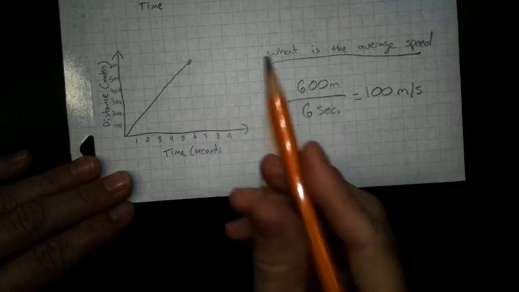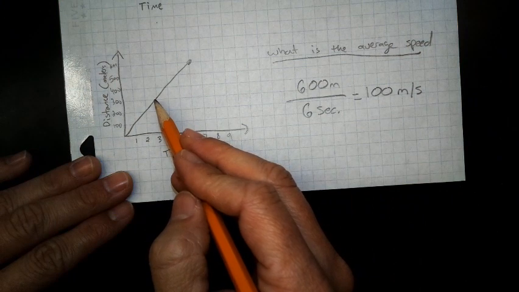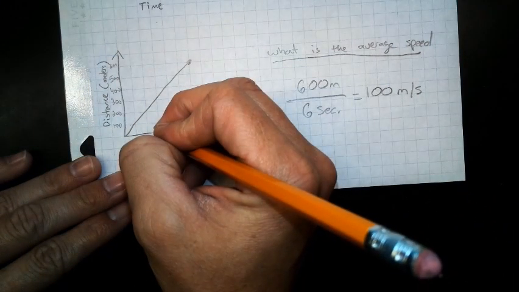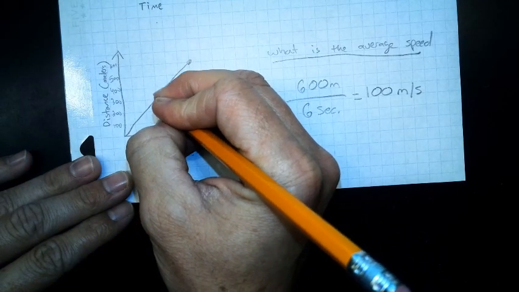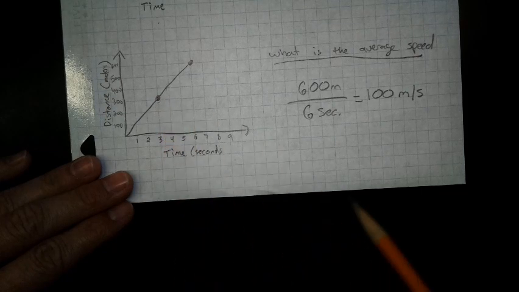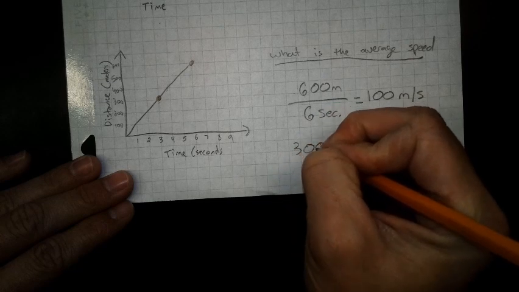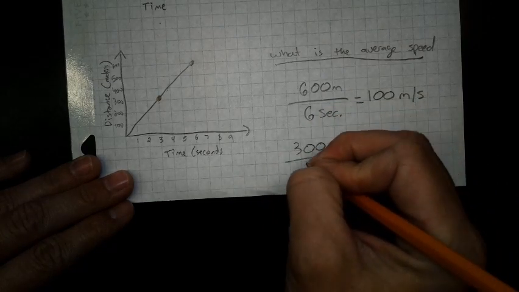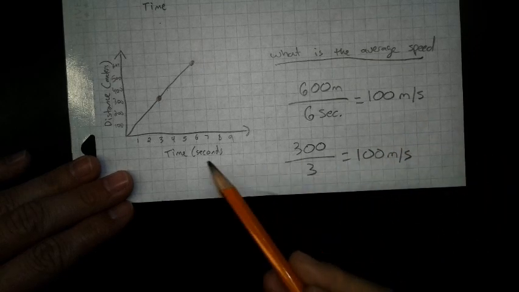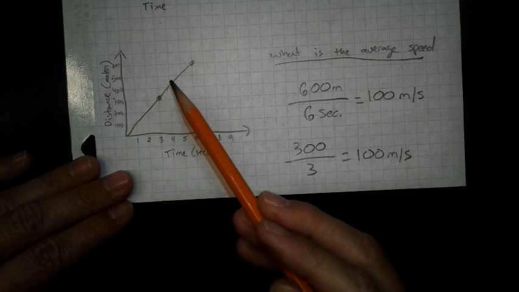And technically, anywhere on this line that I take the coordinates of, I'd get that number as well. And if you don't believe me, let's go ahead and try 3 seconds. It goes up, it intersects right there. So I'm going to use this point, which is already on the line. Its distance is 300. Time is 3. What do we see? It's still 100 meters per second.